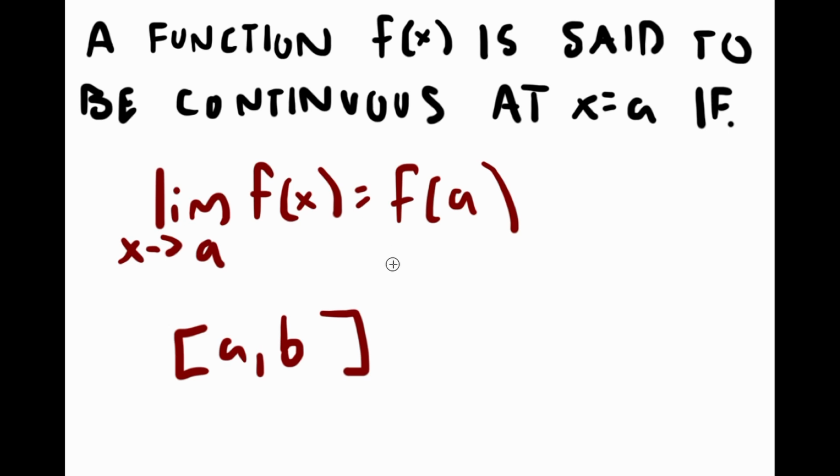And this is also assuming both f of a and the limit as x approaches a of f of x both exist. If one of these doesn't exist, then the function is not continuous. So we could add this to our definition.